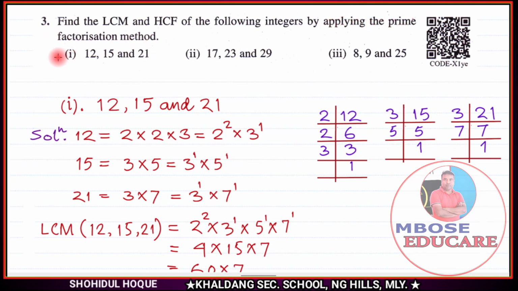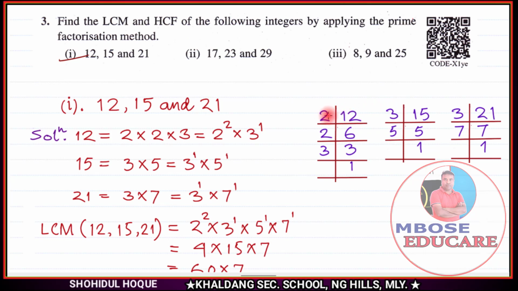Let's take number 1. Here I have already solved it to save time. Number 1: 12, 15 and 21. Separately, we have to find the prime factors of 12, 15 and 21, which I have already done here. So first, 12. This 12 I have taken here.